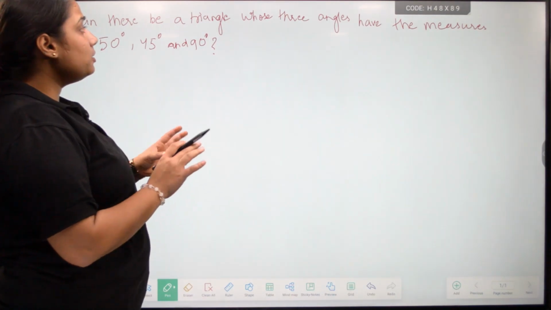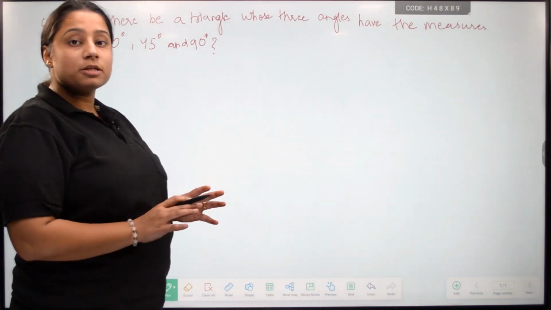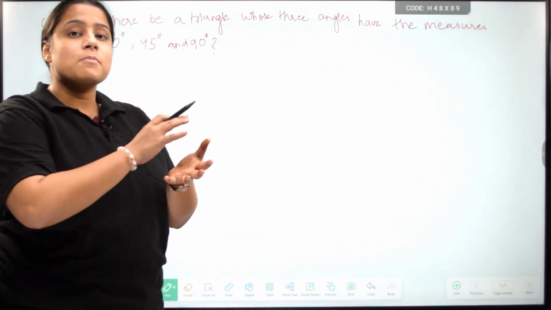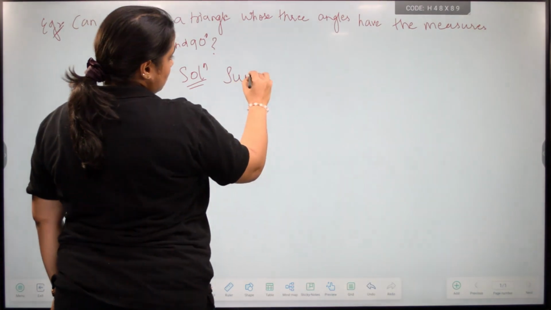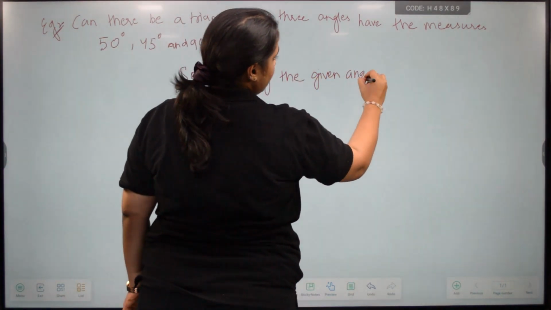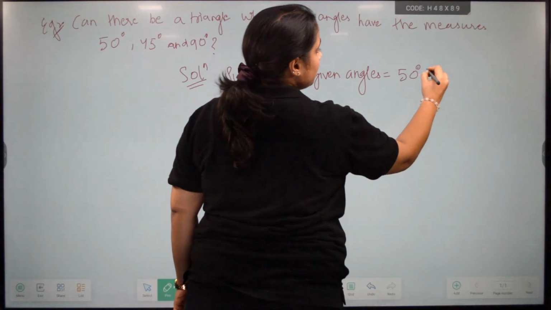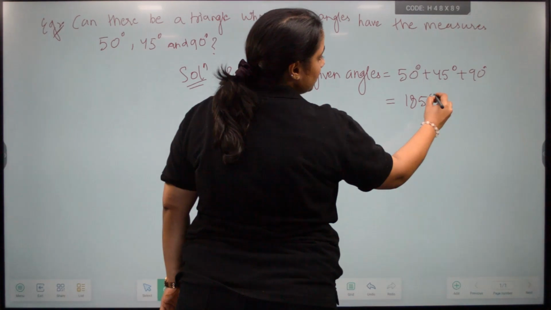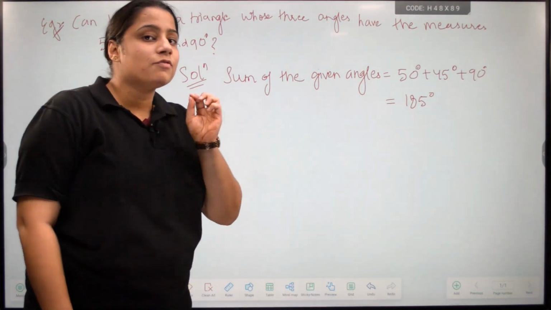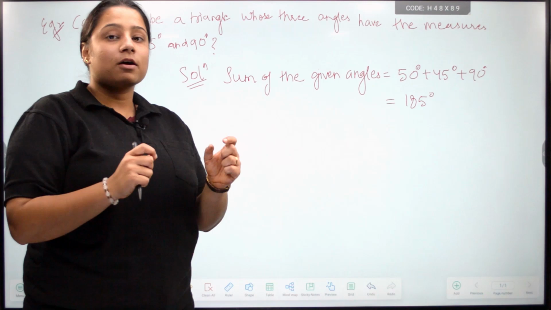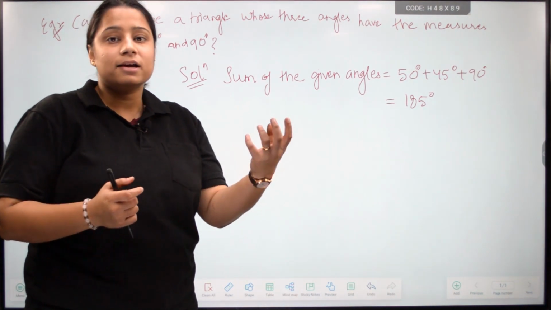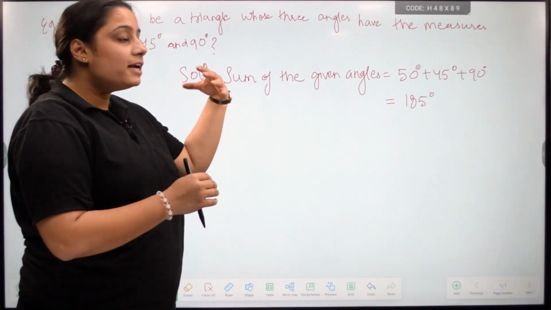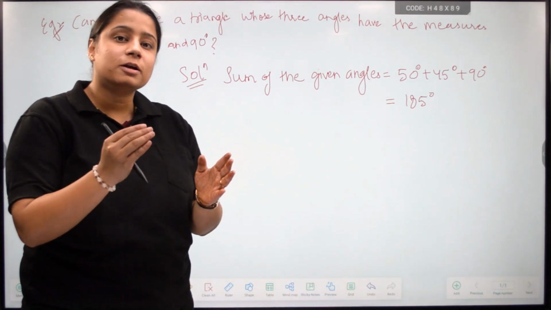Example 2. Can there be a triangle whose three angles have the measures 50 degrees, 45 degrees and 90 degrees? For this, firstly we need to check the sum of these angles. The sum of the given angles equals 50 degrees plus 45 degrees plus 90 degrees, which equals 185 degrees. You can see that the sum is 185 degrees, which is greater than 180 degrees. According to the angle sum property of a triangle, the sum of all the angles of a triangle should be 180 degrees, and if it is greater or less than that, then there is no possibility of it being a triangle.